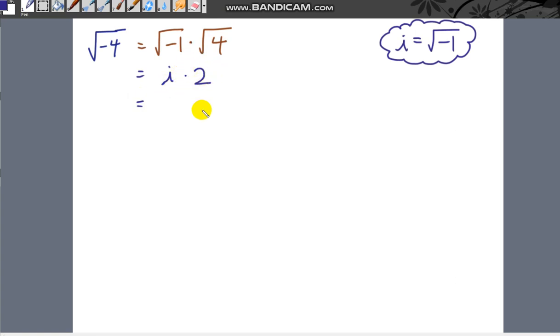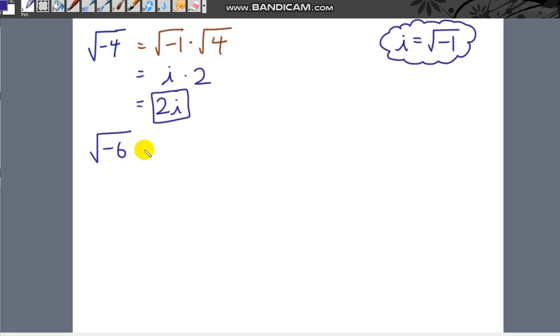Now, when you're writing this out, mathematicians will usually put the I on the right side of the 2, or in front of the constant. So your answer would be 2I. It looks just like that. Let's try a different one.